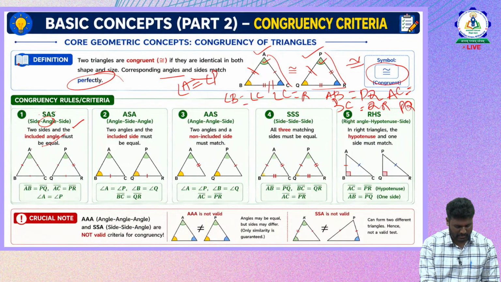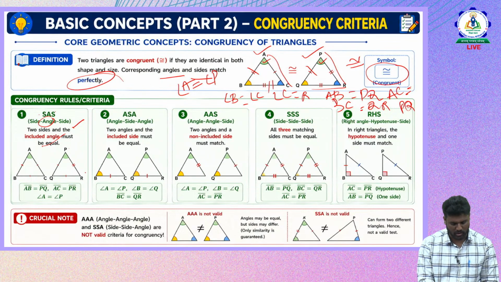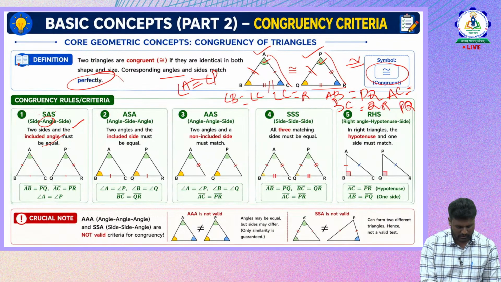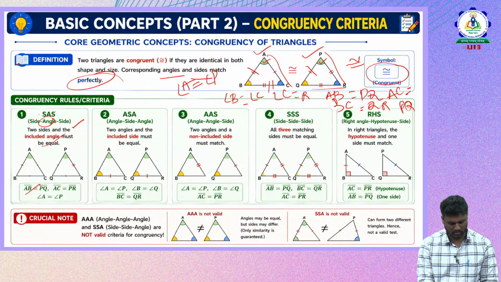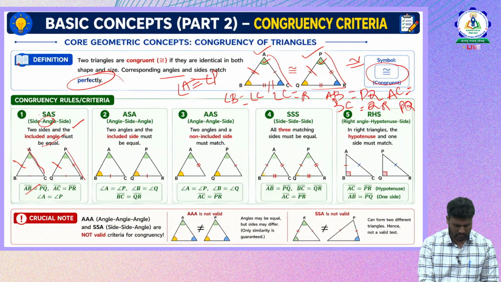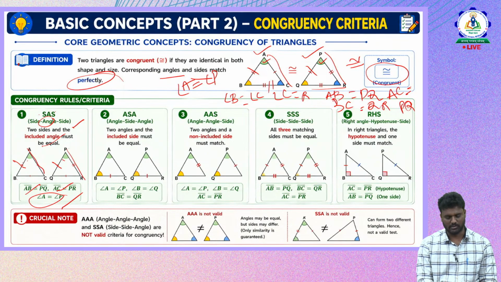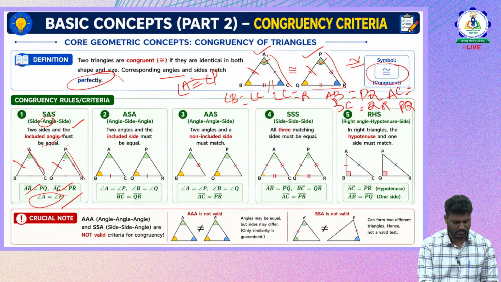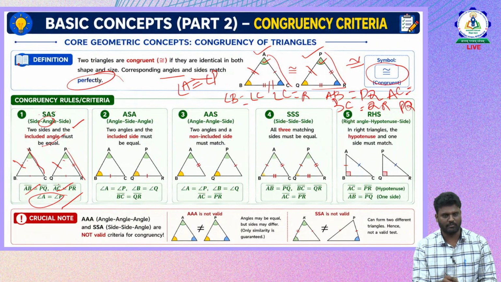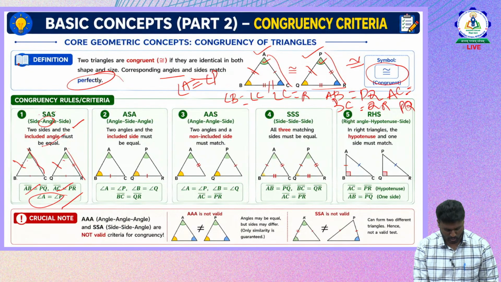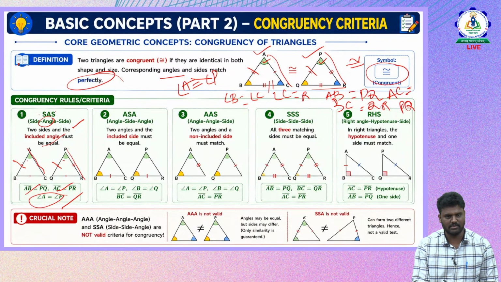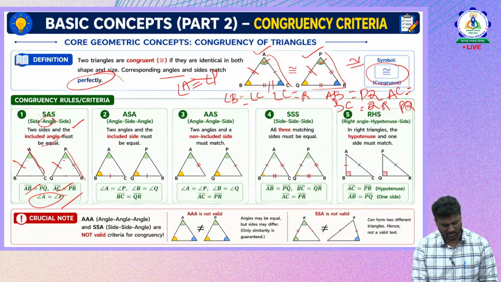If we take triangle ABC and triangle PQR, AB is equal to PQ, and another one, AC is equal to PR, and angle A is equal to angle P. So we say that these two triangles are congruent following the SAS congruency rule. Based on this, both triangles are congruent triangles.